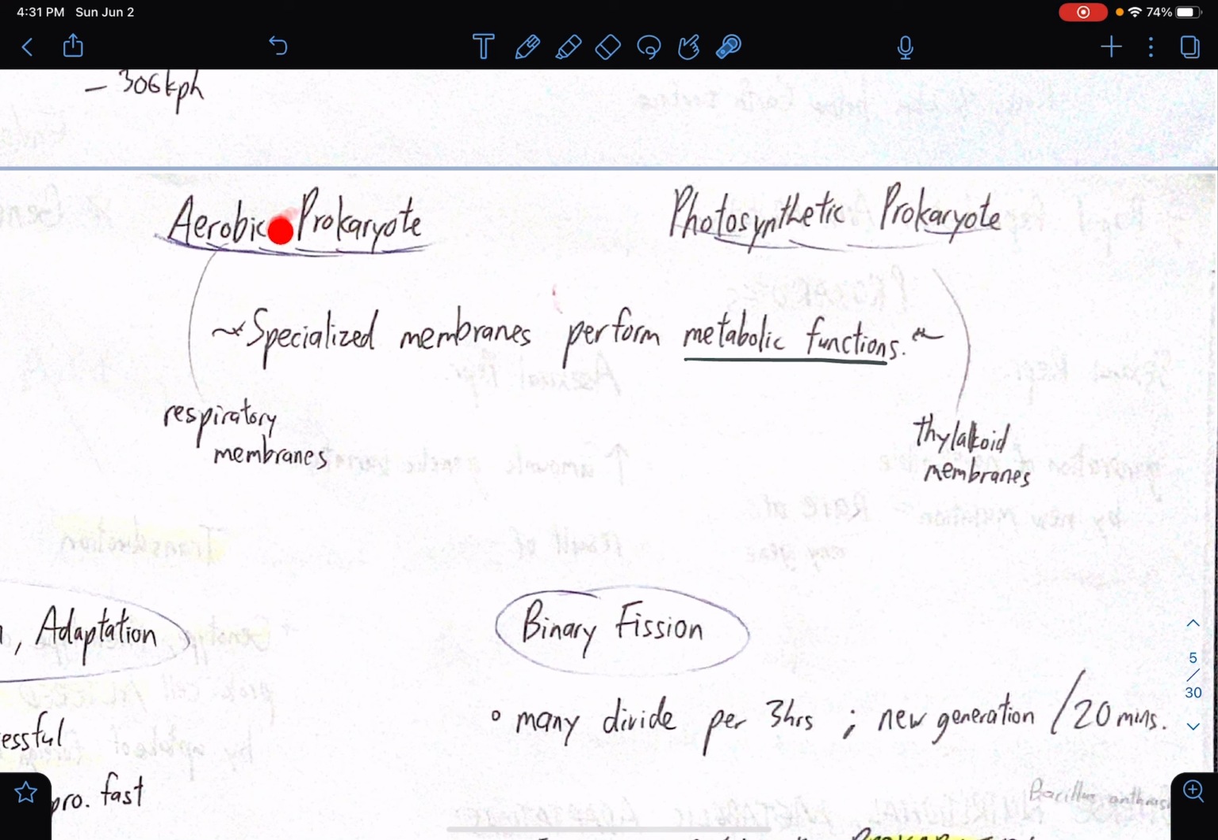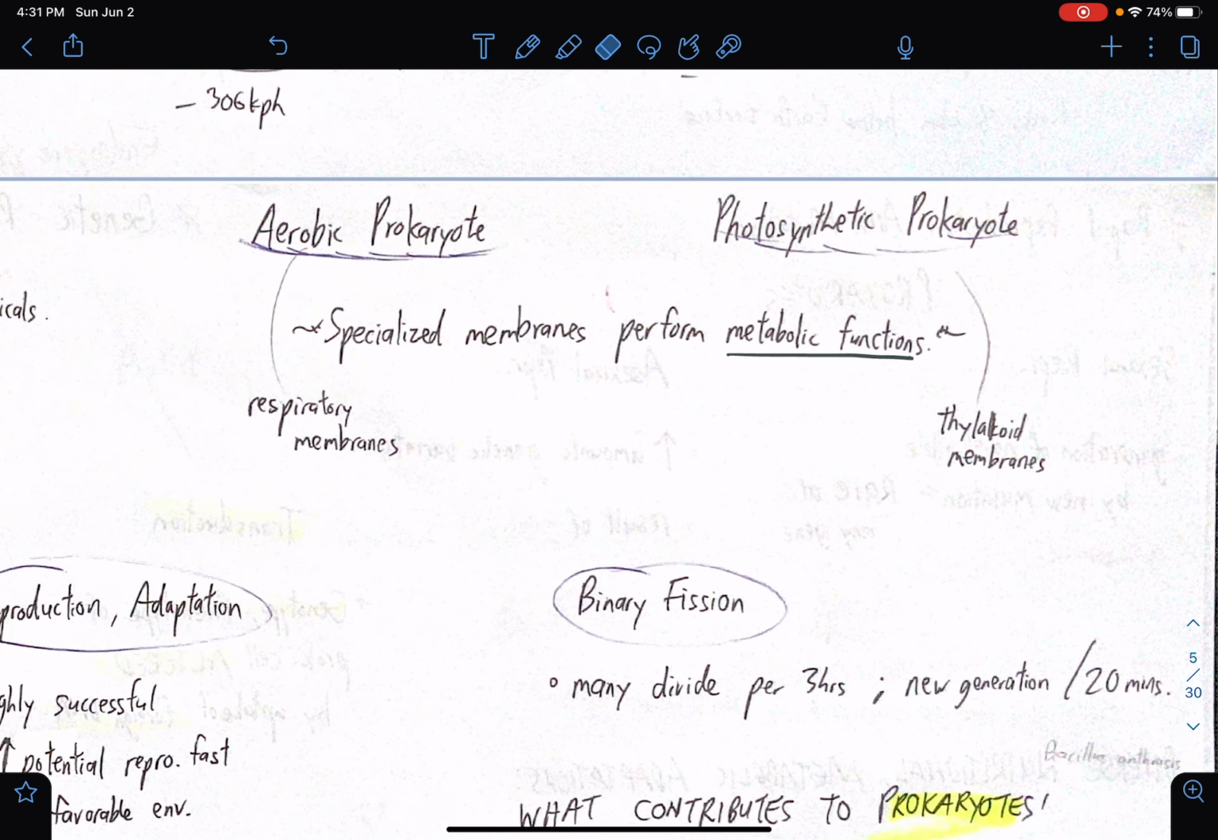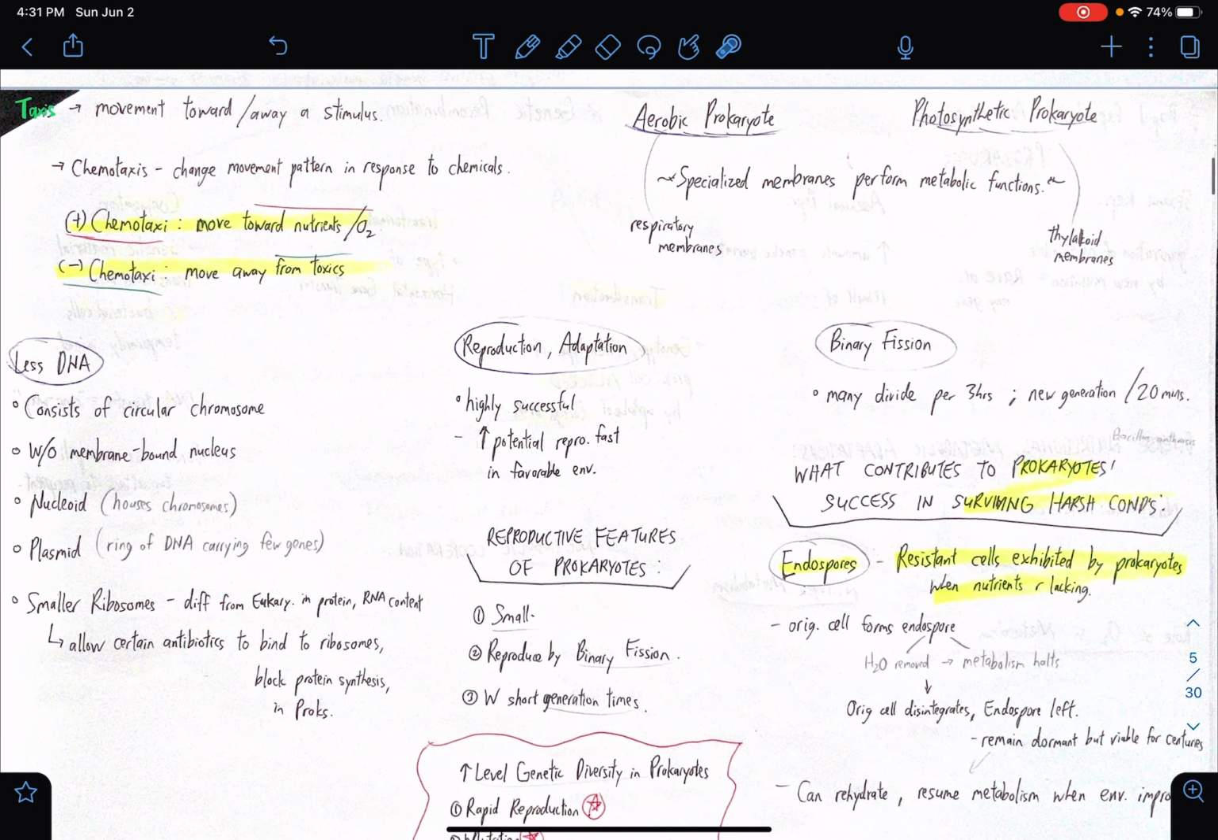So, yeah. For aerobic prokaryotes, respiratory membranes; photosynthetic prokaryotes, thylakoid. From the idea of photosynthesis and thylakoids, those two words are usually associated with each other in the context of photosynthesis. Photosynthetic, thylakoid, that's related to plants. Aerobic, respiratory. Just like people, we have respiratory systems. Although I'm not sure if it's actually literally respiration for those prokaryotes that are aerobic.